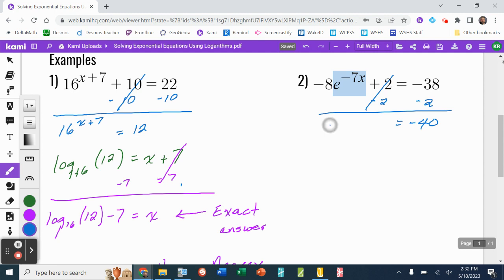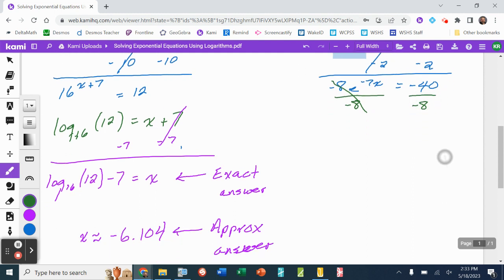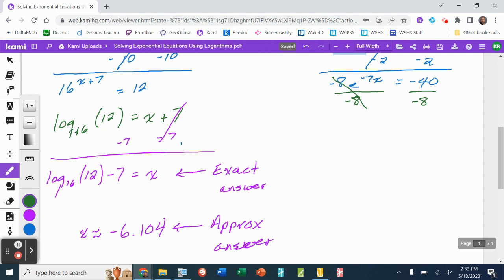On the left, we're going to be left with -8e, or Euler's number, raised to the -7x. Now, it's still not isolated. I still have the -8 hanging out there. So what I'm going to do now is go ahead and divide both sides by -8. And so when I do that on the left, those are going to simplify and essentially become 1. But since e raised to the -7x is being multiplied by 1, it's still there. So I have e raised to the -7x. And -40 divided by -8 will leave us with a +5.